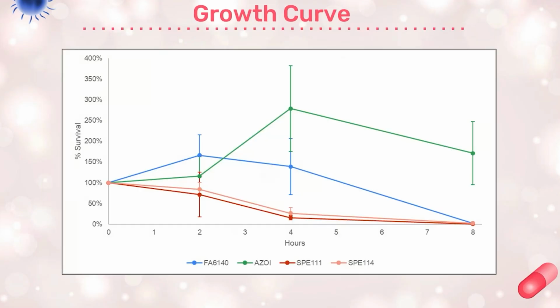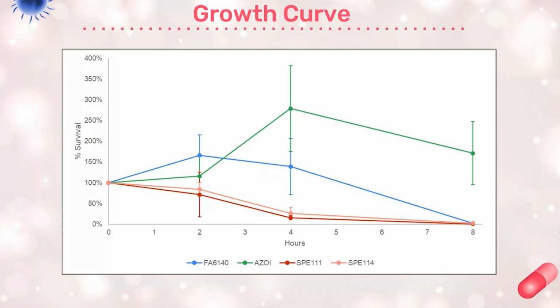So this is the growth curve I was mentioning earlier. FA6140 is in blue, and as you can tell, it increases. It slowly decreases and does ultimately die off at time point 8. But at that point, it's really pushing its limits with regards to nutrients and what it survives in. And then we also work with 3 other strains.